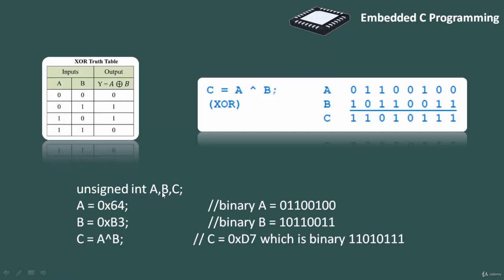Let's consider A, B, C are three unsigned int variables. A holds value 0x64, B holds 0xB3. And if you perform the XOR operation on these two variables, then the output in the variable C is 0xD7. You can cross verify the output by doing XOR operation bit by bit on these two numbers. 0 XOR 1 is 1, 0 XOR 1 is 1, 1 XOR 0 is 1, 0 XOR 0 is 0, and so on.